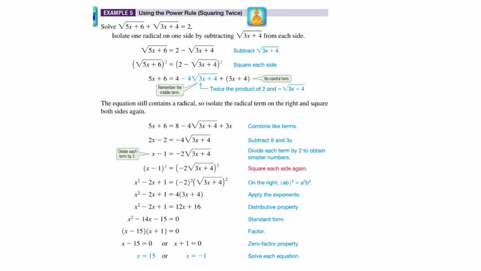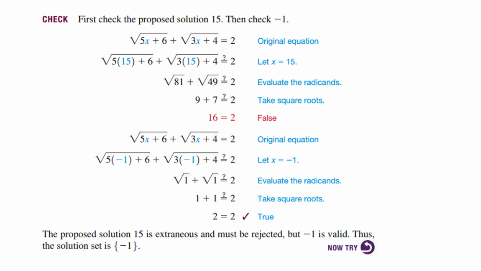But remember, we must test this in the original equation. When you plug 15 into the original equation, you'll find it says that 16 equals 2. That is false. But when you substitute x equals minus 1 into the original equation, you'll get 2 equals 2. So the proposed solution 15 is extraneous and must be rejected, but minus 1 is valid. So the solution set is minus 1.